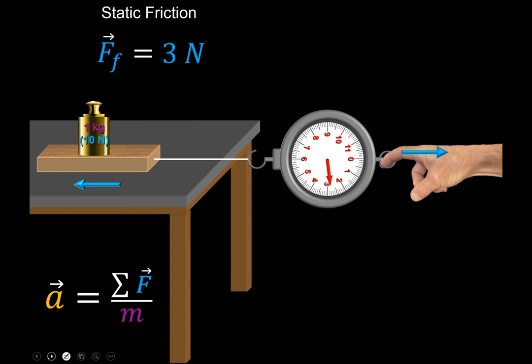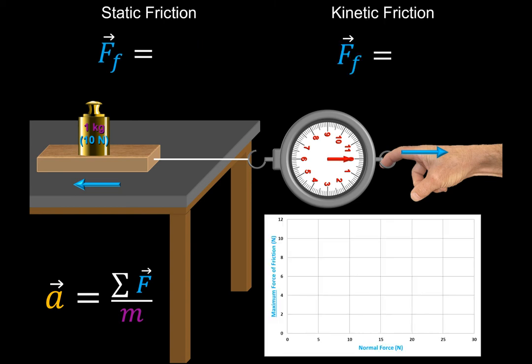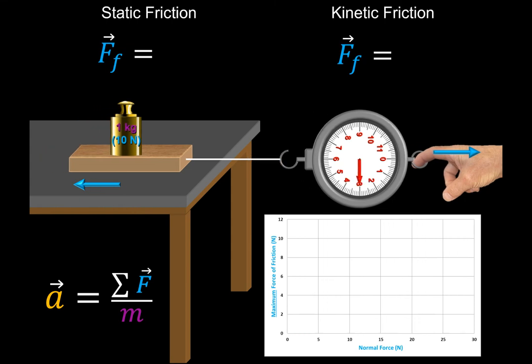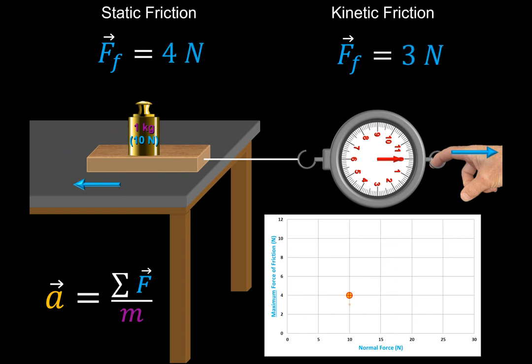Now, for your kinetic friction, so the maximum force of friction, you're going to sit there and pull and pull until, again, it overcomes. And so your static friction is 4. That means you had to overcome that force. You have to pull it more than 4 newtons to make it move. Now, once it starts moving, it drops down to 3 because your kinetic friction is always less than your static friction.